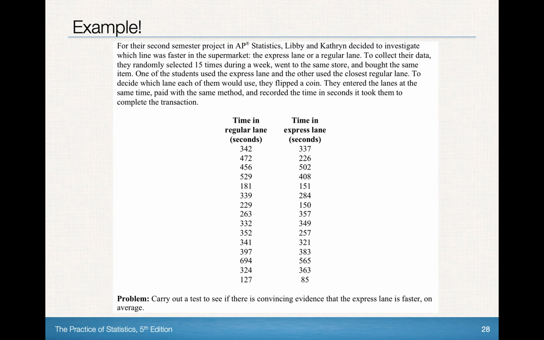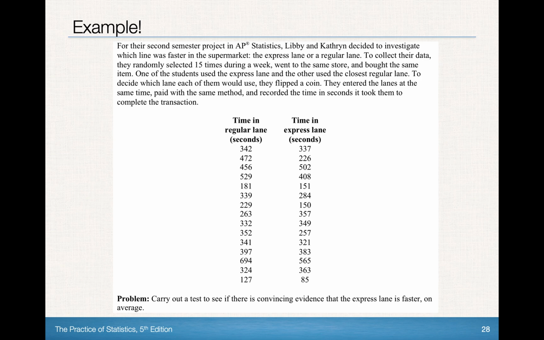This is a problem that says, for the second semester project in AP Stat, Libby and Catherine decided to investigate which line was faster in the supermarket, the express lane or a regular lane. To collect their data, they randomly selected 15 times during a week, went to the same store, bought the same item. One of the students used the express lane while the other used the closest regular lane. To decide which lane of them they would use, they flipped a coin. They entered the lane at the same time, paid with the same method, recorded the time in seconds it took to complete the transaction, and here is their data.